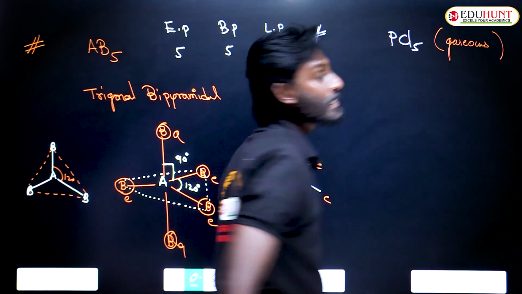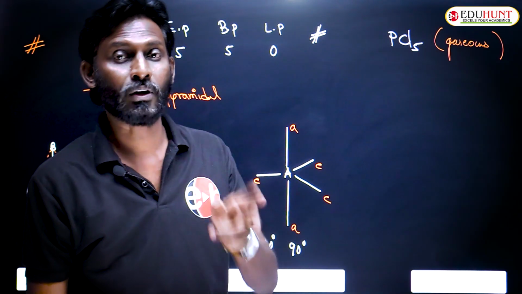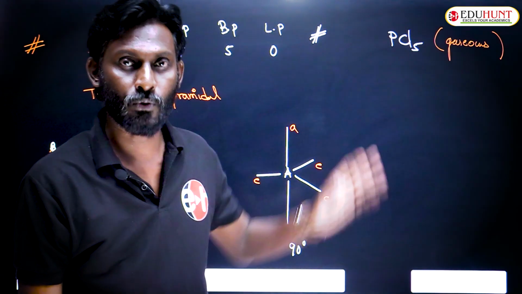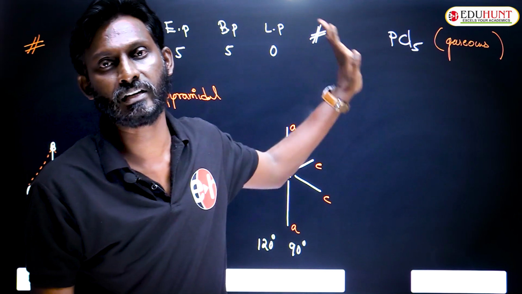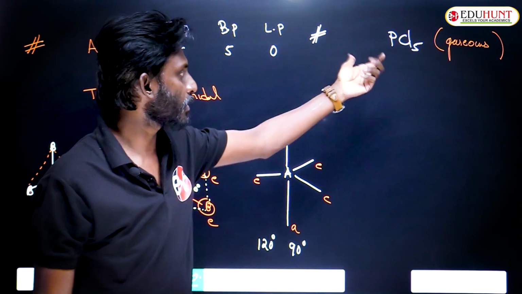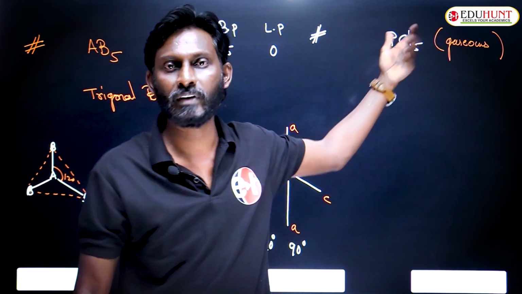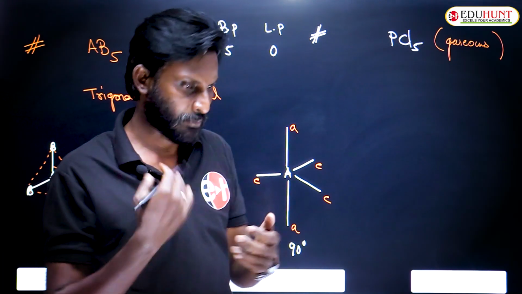Gaseous state. That means PCl5 in solid state is going to be different. Now I am talking about PCl5 in the gaseous state. So what happens here, sir? And what model is it according to VSEPR theory, in what way does it come? See, you can approach it like this.